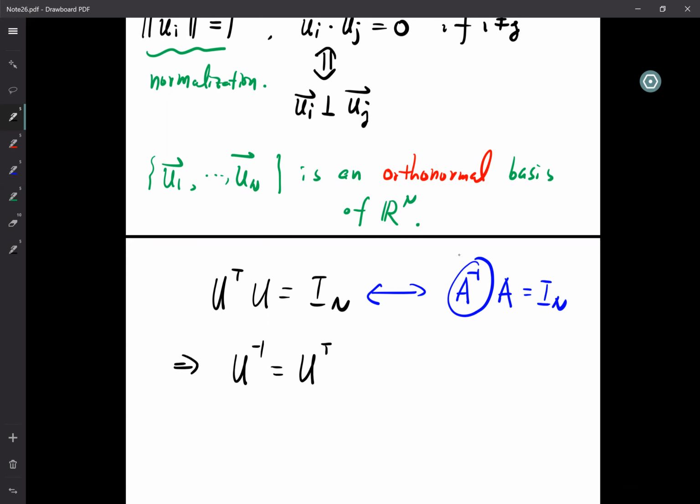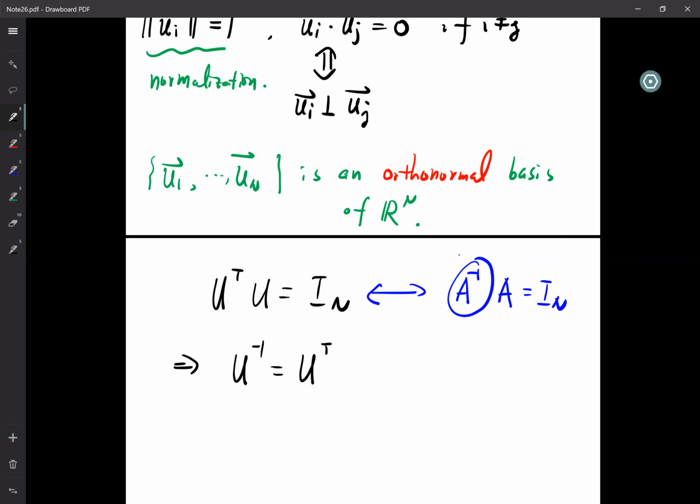This is really easy because computing the inverse requires normally solving n linear systems, but the transpose is just a transpose. And this one says if it is orthogonal matrix, then its inverse is nothing but its transpose. That's the first thing.